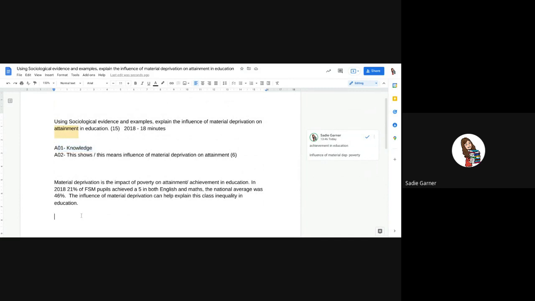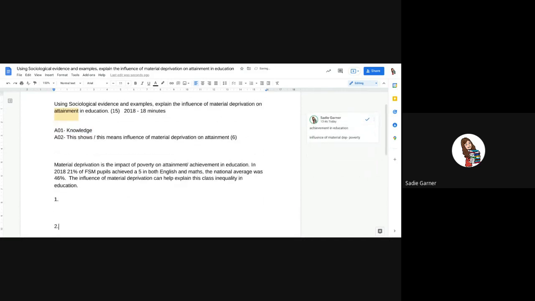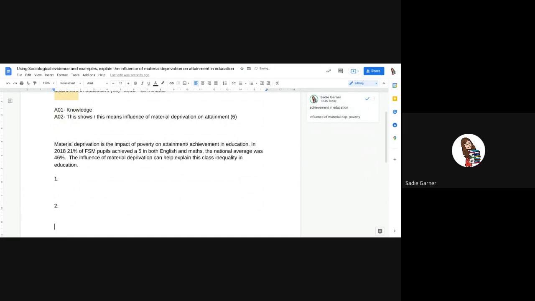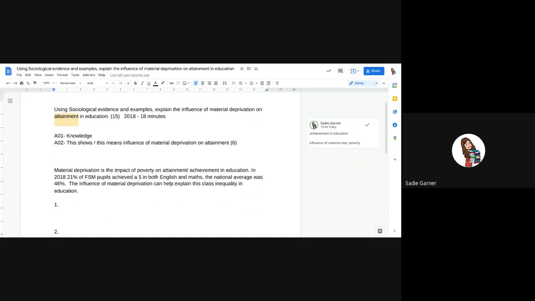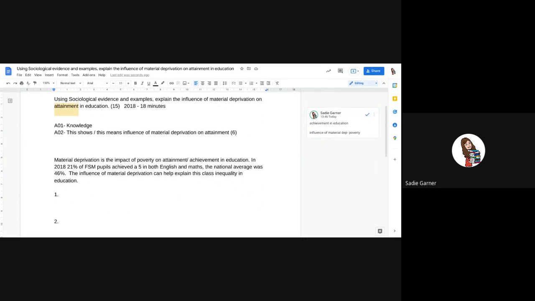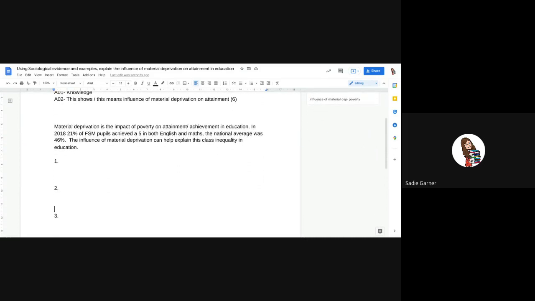In a 15, we always aim for 3 paragraphs. We normally try to aim for 3 sociologists in each paragraph. That's not going to be possible here. It's quite narrow. So I've got material deprivation is the impact of poverty, 21% versus 46, and the influence of material deprivation can explain this class inequality in education.